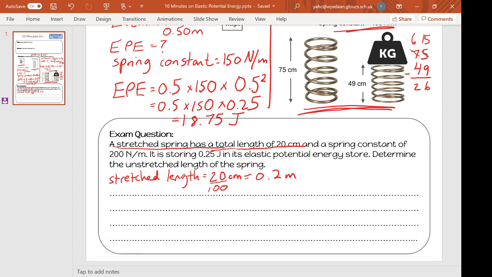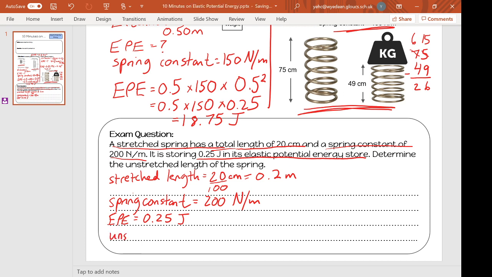And a spring constant of 200 newtons per meter. So that's another value they've given me. I'm going to write that out. Spring constant equals 200 newtons per meter. It is storing 0.25 joules in its EPE store. EPE equals 0.25 joules. Determine the unstretched length of the spring. So unstretched length equals question mark.